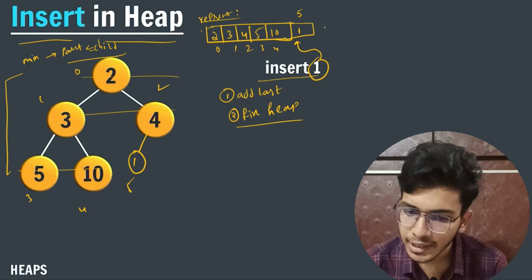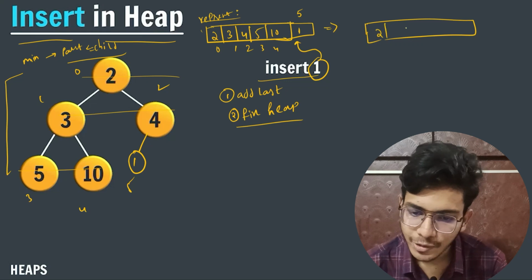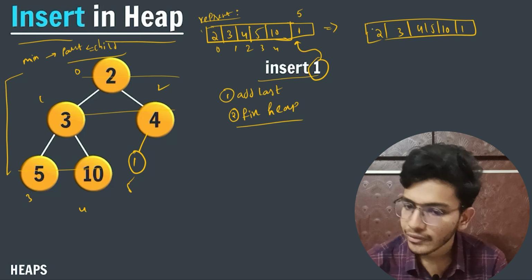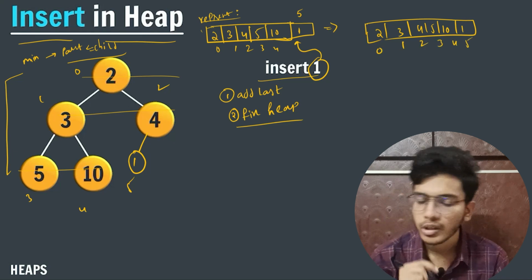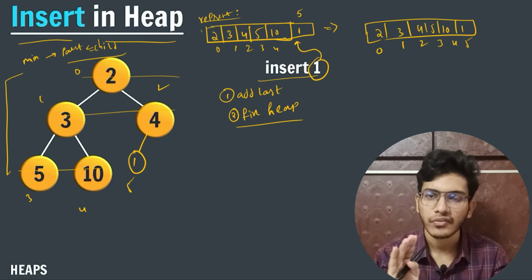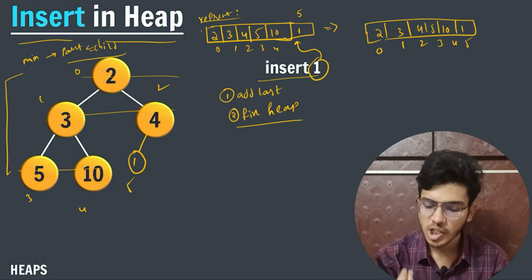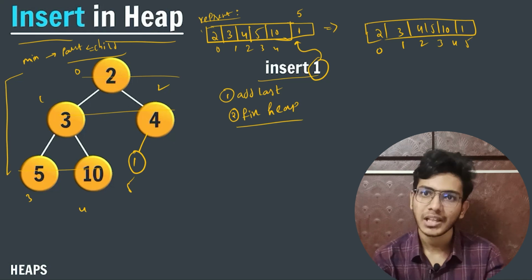So this is my array. After adding the new element, this is my resultant array: 2 3 4 5 10 and finally 1, and their indexes are 0 1 2 3 4 5. So this is my new array list, and it is not fixed. The heap is not fixed. Now I need to perform some operations to fix my heap.